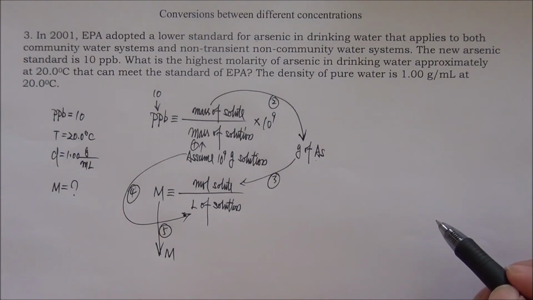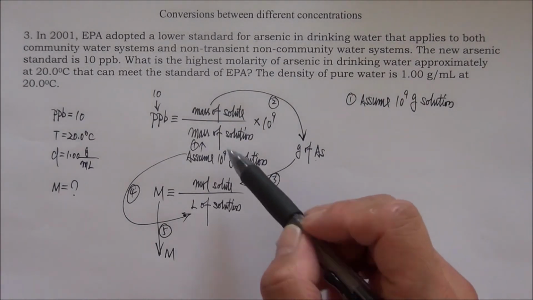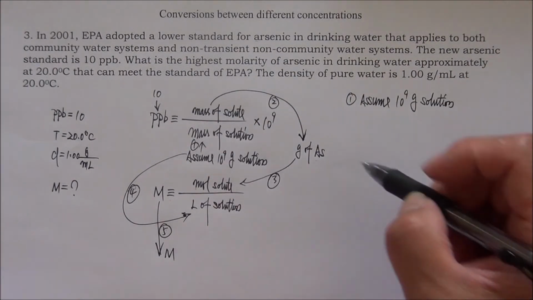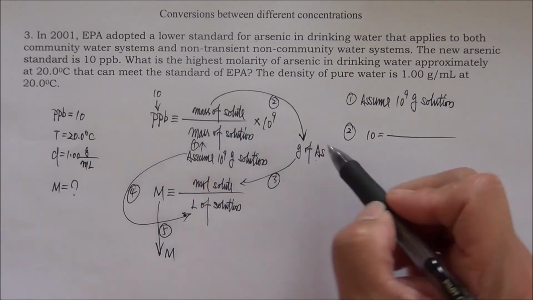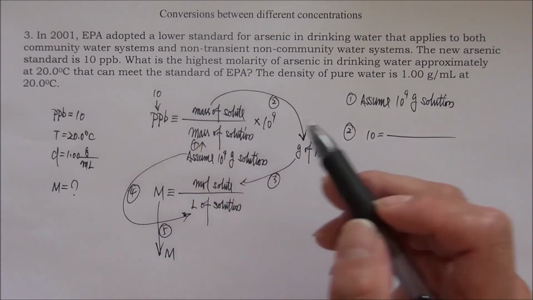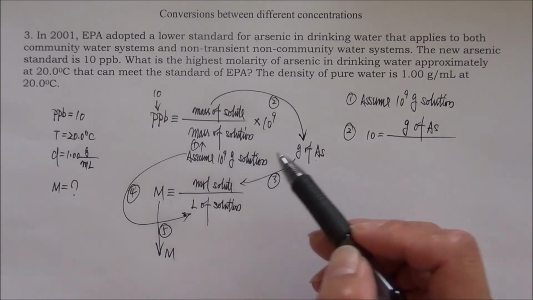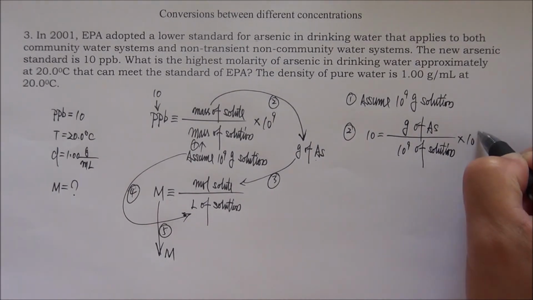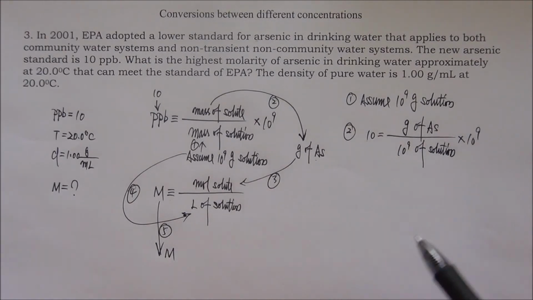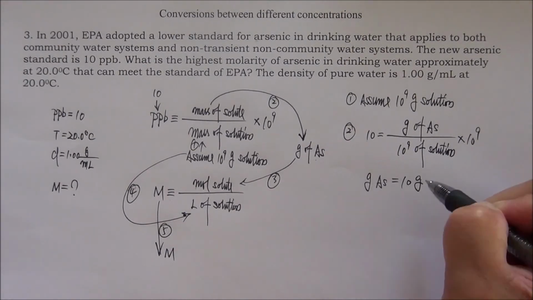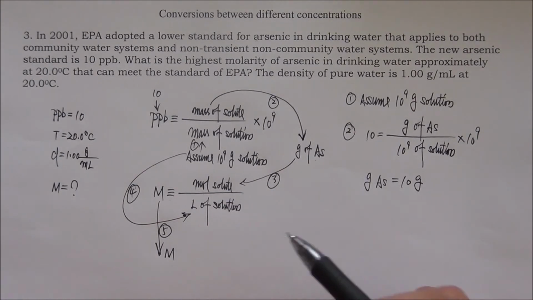Now let me show you the details of all steps. Step 2. We will calculate the mass of the solute. The ppb is 10. We are looking for the gram of arsenic, which is the mass of the solute. And we already assume we have 10 to the 9th gram of solution. The gram of arsenic will be equal to 10, because 10 to the 9th power and 10 to the 9th power will cancel.